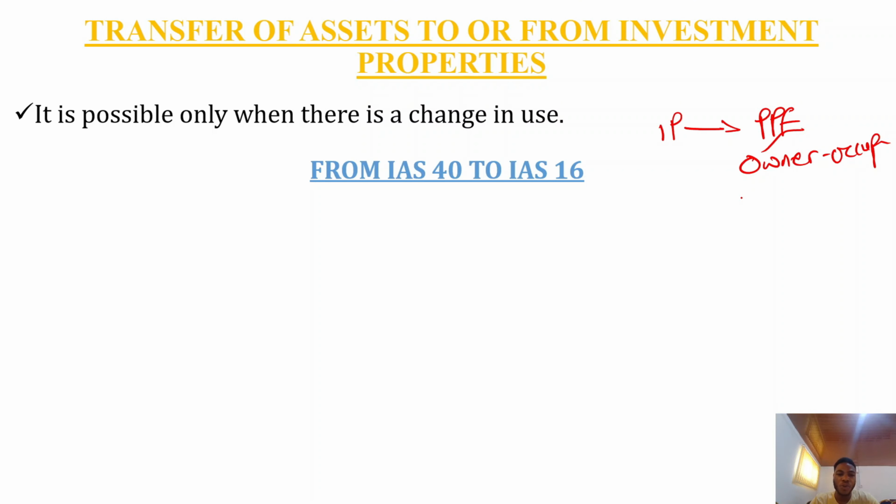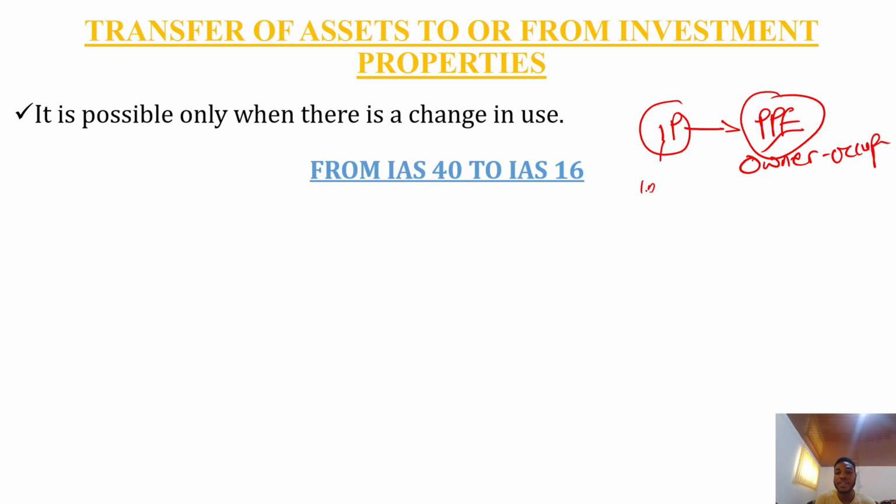But at some point, you realize that no, I need this building. I want to use this building for myself, okay, in the day-to-day activity of my business for administrative purposes, or I want it to help me in the production of goods and services. It means that you are transferring the investment property to PPE.